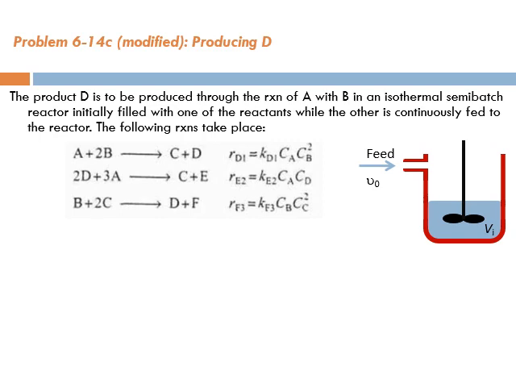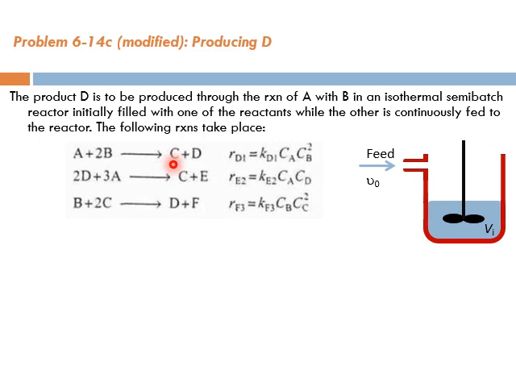Okay, so let's read the problem statement. The product D is to be produced through the reaction of A with B in an isothermal semi-batch reactor initially filled with one of the reactants while the other is continuously fed to the reactor. The following reactions take place. So A plus 2B gives you C plus D, and you have the rate law given.